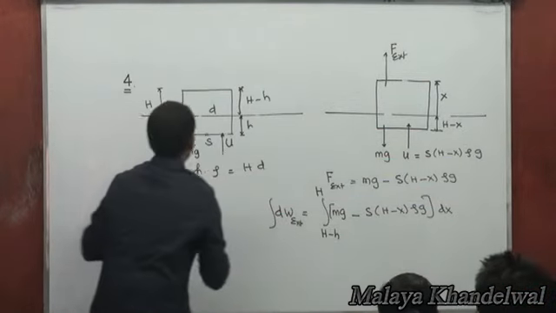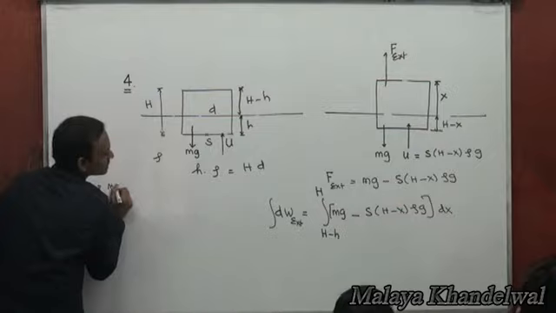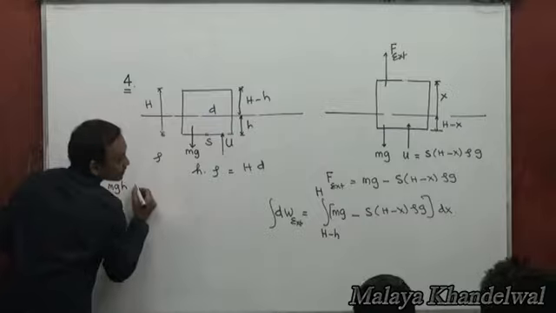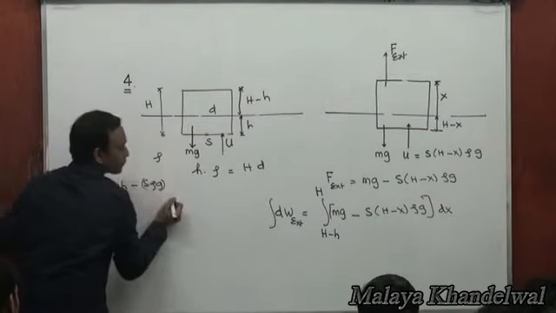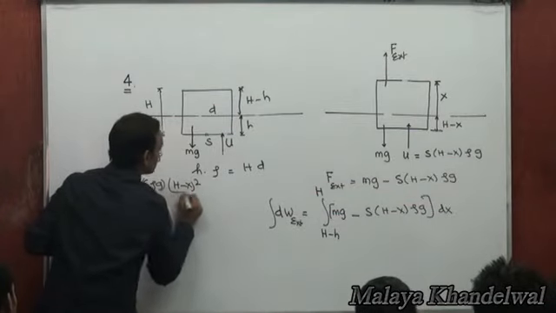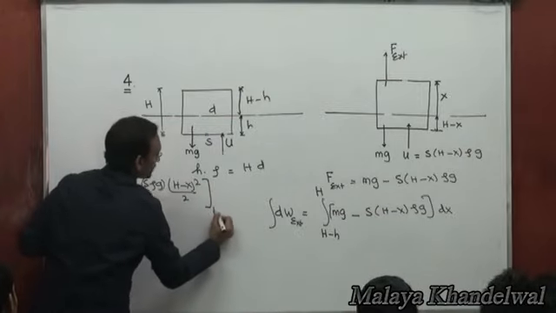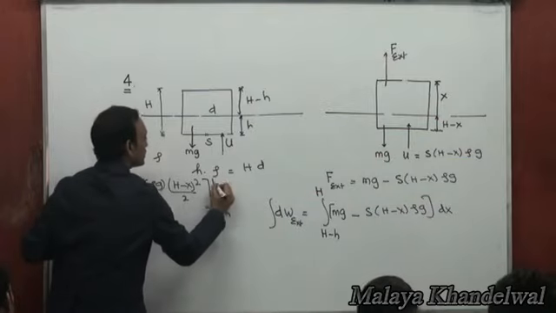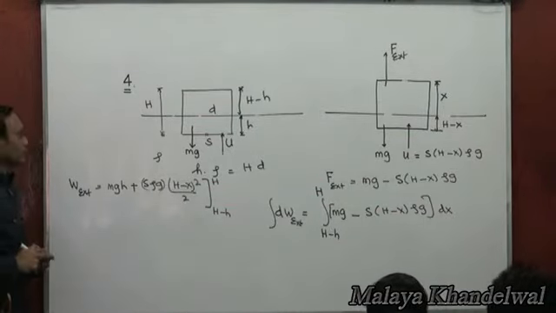Now easy to integrate. So this work external is going to be mg into x minus S rho g, (H minus x) whole squared by 2 with a minus sign. This will make it plus, evaluated from H minus h to capital H, right?